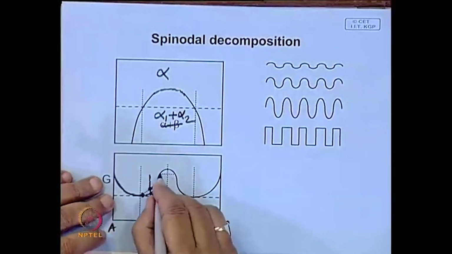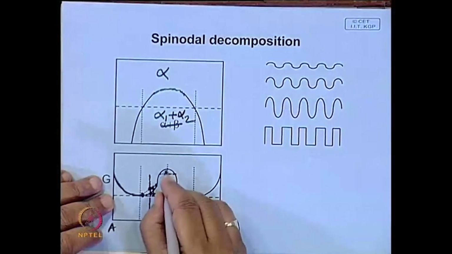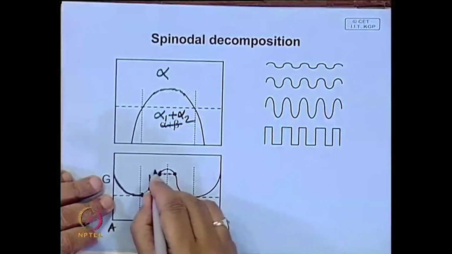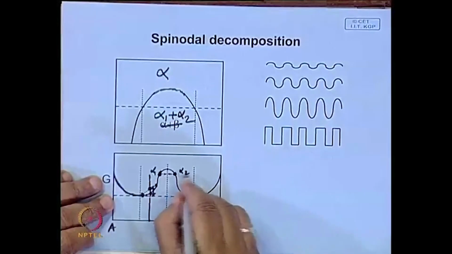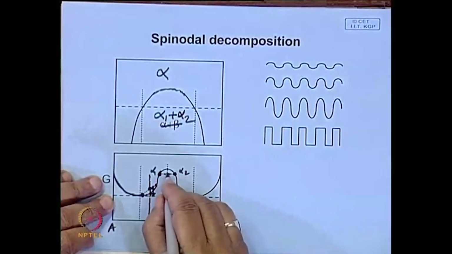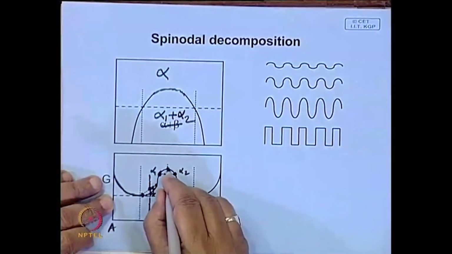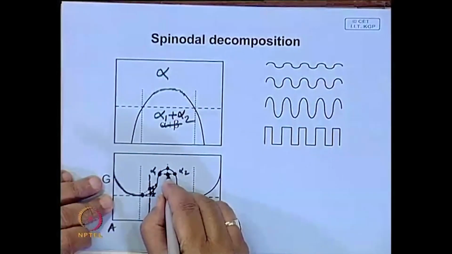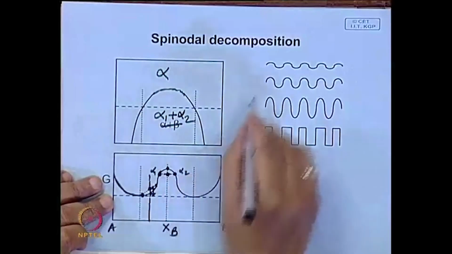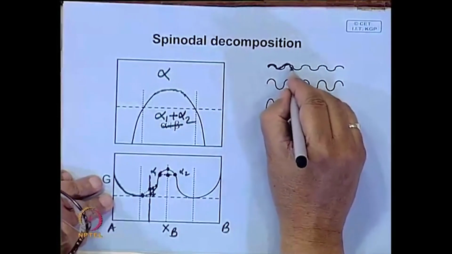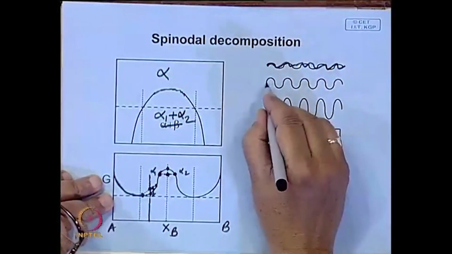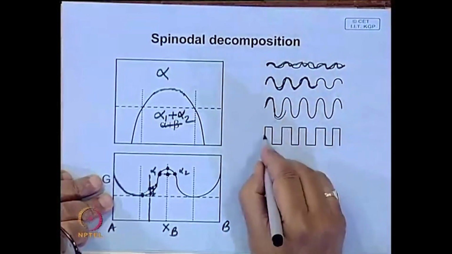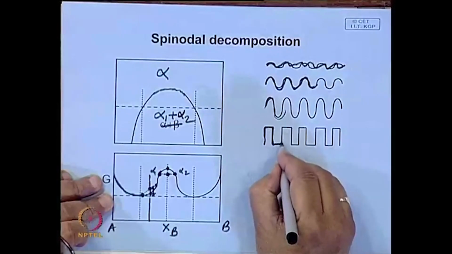Whereas, if you look at somewhere here, if there is a small fluctuation, so this is alpha 1, this is alpha 2, and the free energy of the mixture is this, free energy of the solid solution is this. So, that means here this fluctuation will be stable and it will grow. So, something like this, this fluctuation is trying to grow like this, it has grown and finally, it has formed this precipitate.